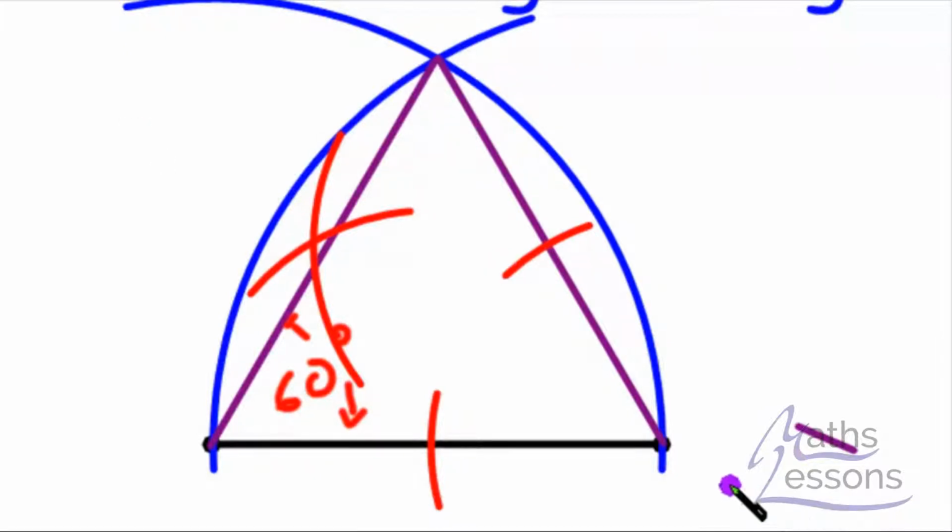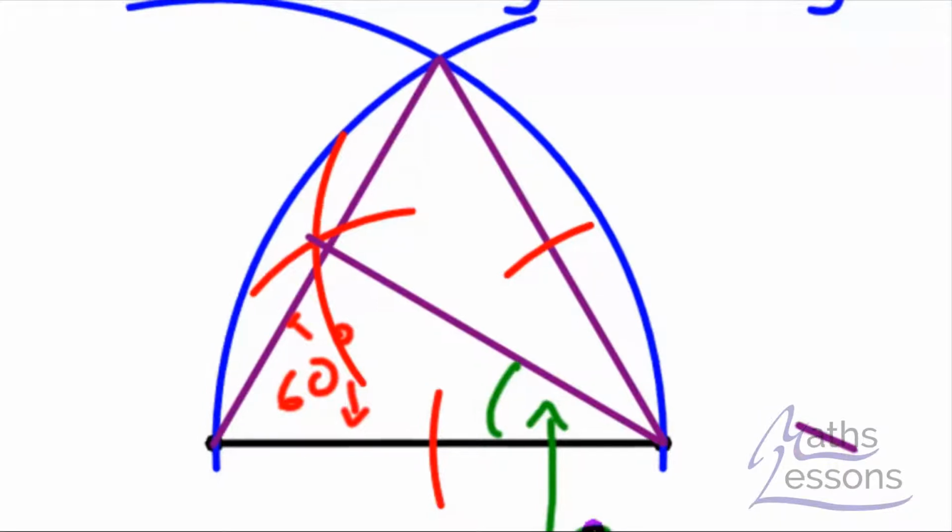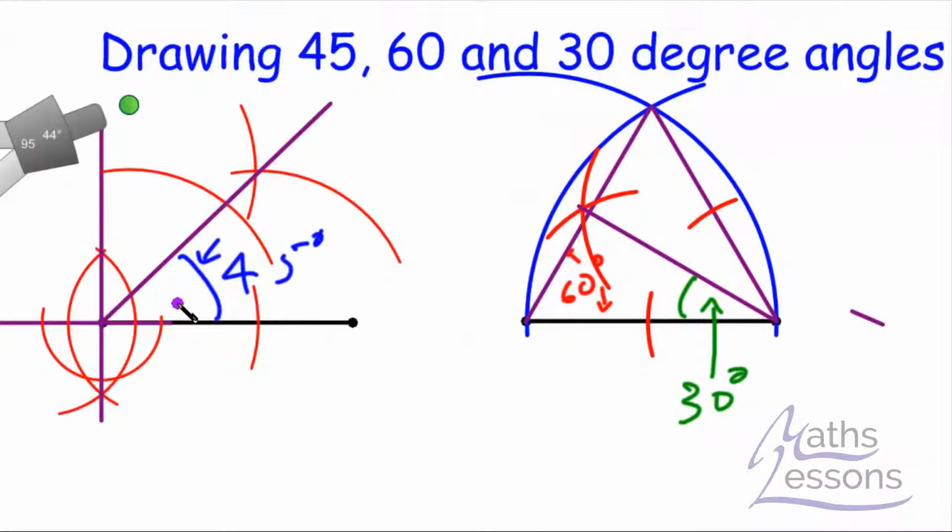So my angle bisector is from here through to here, and this angle here is going to be 30 degrees. So here we go. I've now drawn a 45 degree angle, a 60 degree angle, and a 30 degree angle.